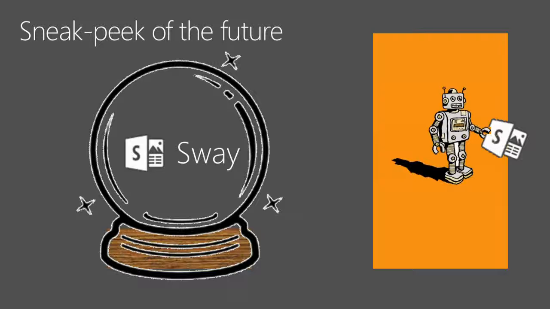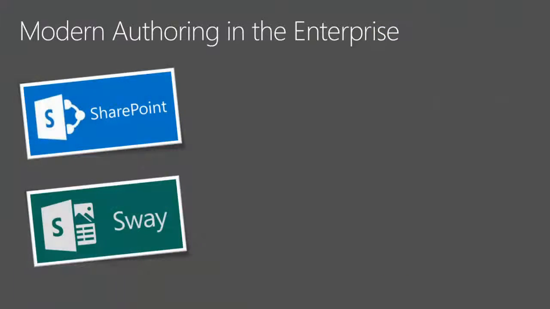Okay, so over the conference, we've had a lot of people say, oh, you got this authoring canvas, and it looks like Sway, and you got Sway, and it kind of looks like the authoring canvas, and what's going on, and what are you guys doing? And so what I want to talk about is really modern authoring in the enterprise.